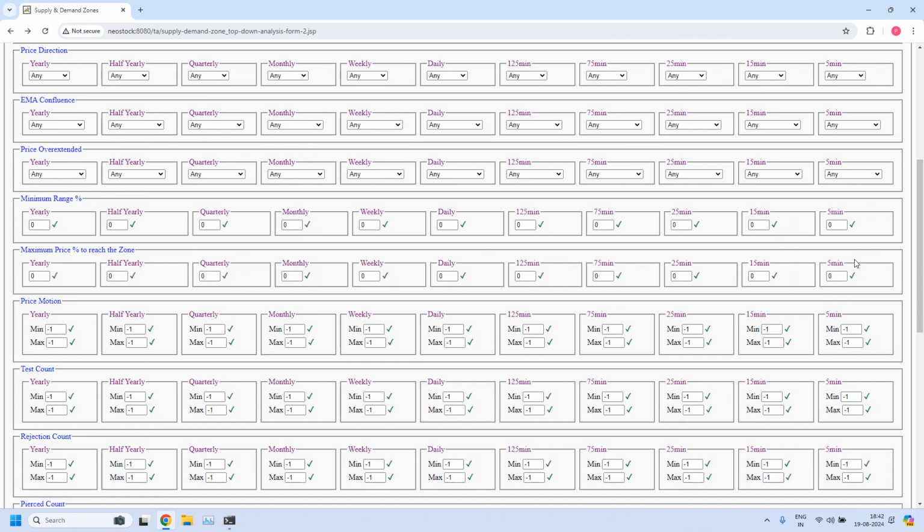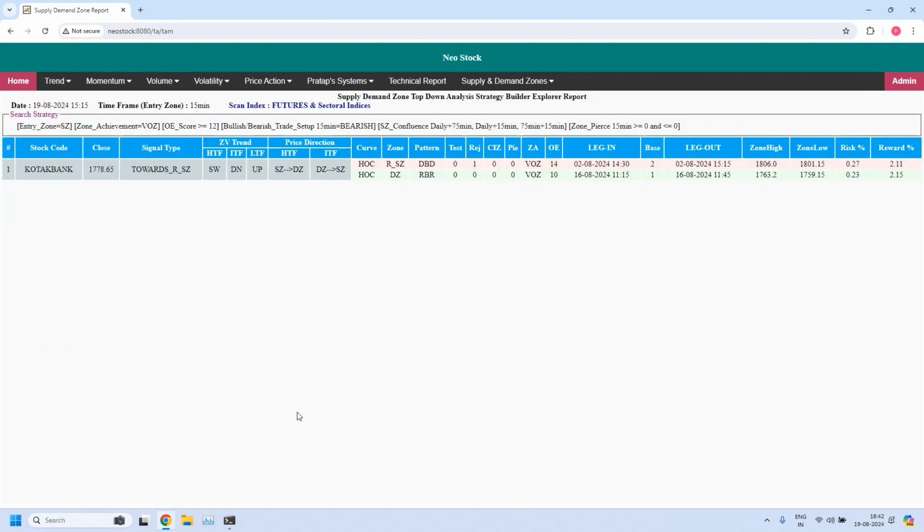Now let's verify all the 3. So only one stock is filtered. Kotak Bank is having confluence with 15 minutes, 75 minutes and daily.